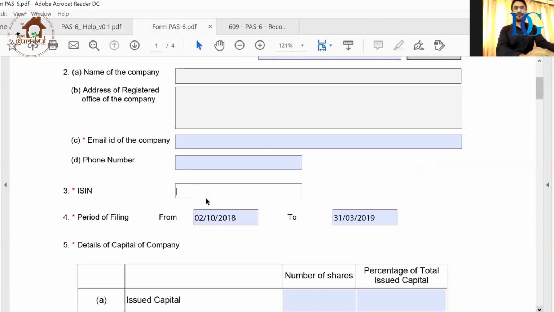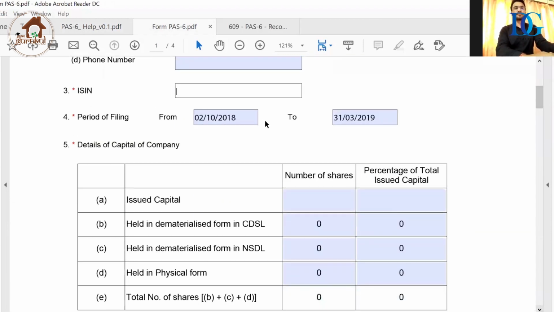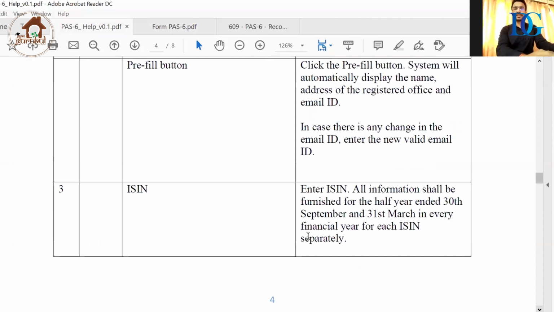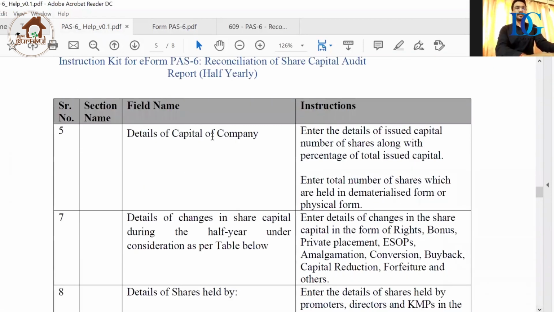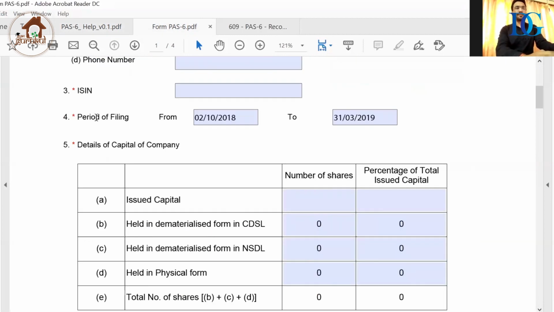After that, you have to fill the period of filing. The period of filing shall be the period of the half year of the company, as you will see in the instruction kit, because the instruction kit is the best place to understand. Then we mention, as we have already said, the period of filing.